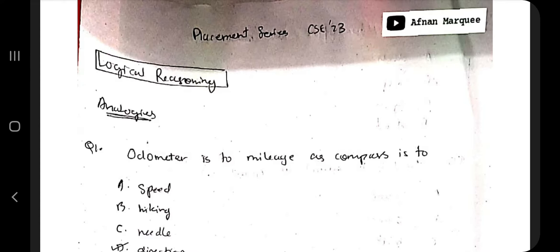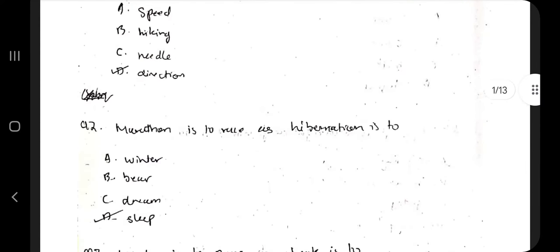Okay, so let's get started with the first question. Odometer is to mileage as compass is to, see, odometer, what does it do? It measures the mileage. So compass, what does it do? It finds out the direction.